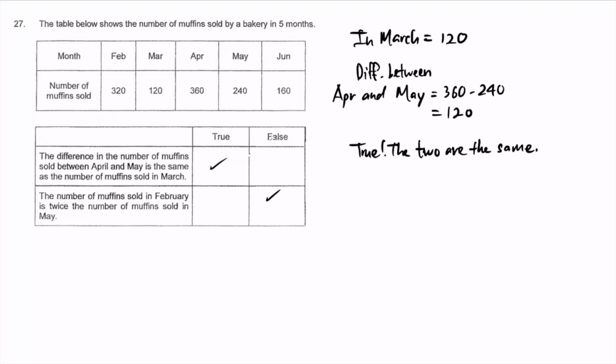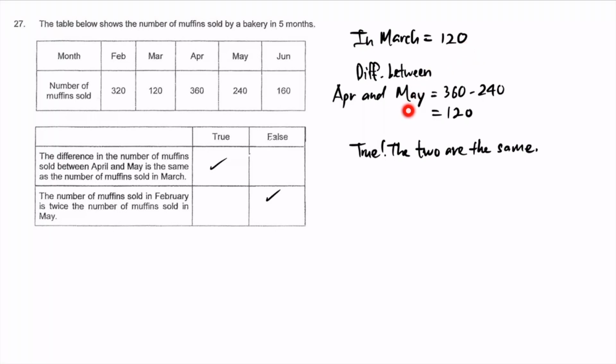The table shows number of muffins sold by a bakery in 5 months. So all these numbers here. The difference between the muffins sold between April and May is the same as the number of muffins sold in March. Okay, so let's first find the difference between, well, we know for sure March is 120, so keep that in mind.